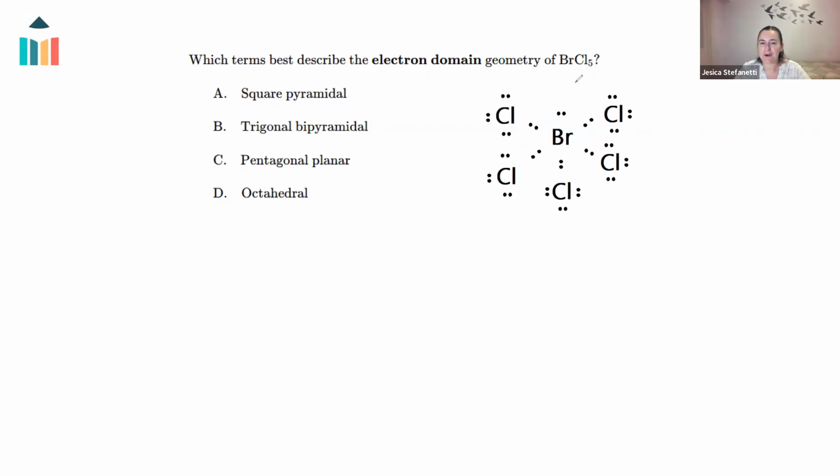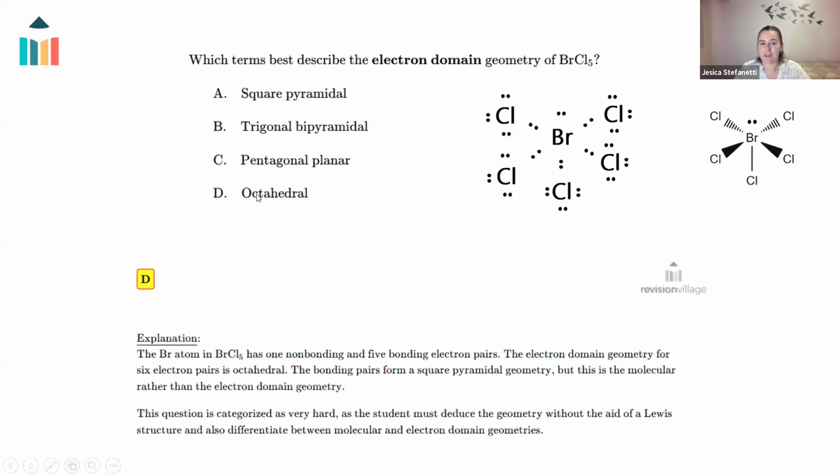If you think about everything we discussed before, the electronic geometry here is the one corresponding to 6 electron domains, and so it will be octahedral. The correct answer here is D, just because they asked for the electron domain. If you're asked about the molecular geometry or something else, you will have to make reference to a square pyramid here.